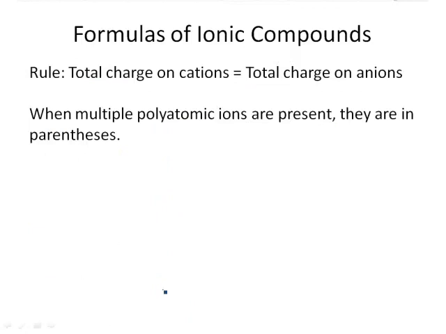When you use polyatomic ions, when there are multiple ones of them, they're in parentheses. So if you have magnesium phosphate, that's 2 plus for these and 3 minus there. So to go together, you need 3 magnesiums, but you need 2 phosphates. So the phosphates go in parentheses.